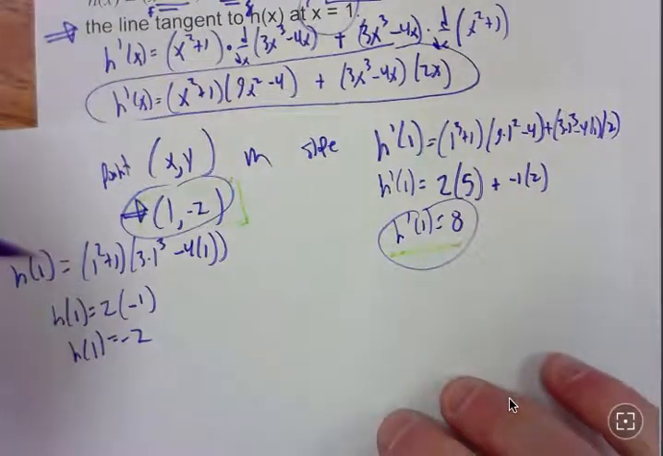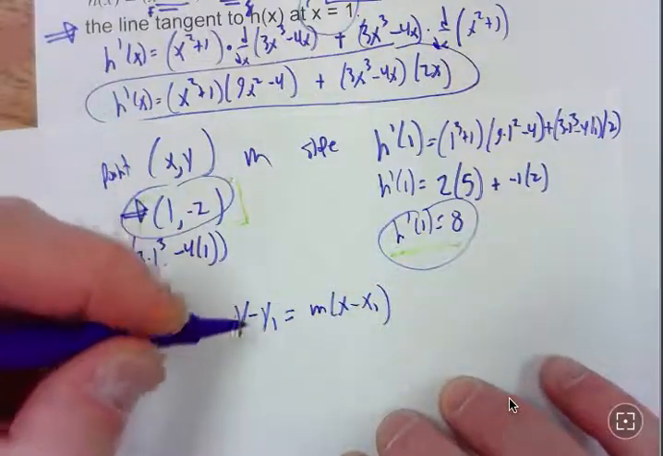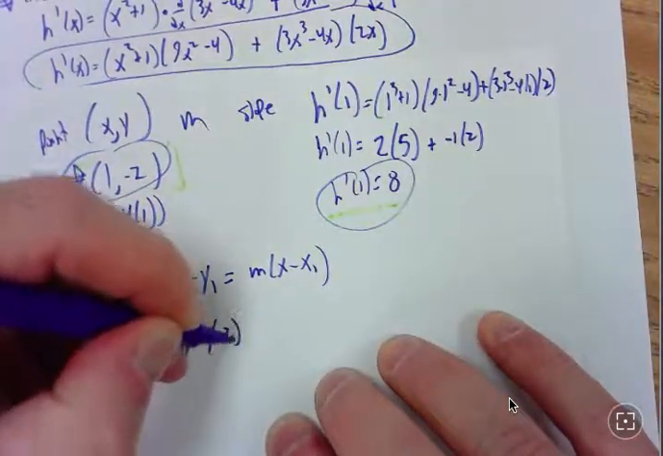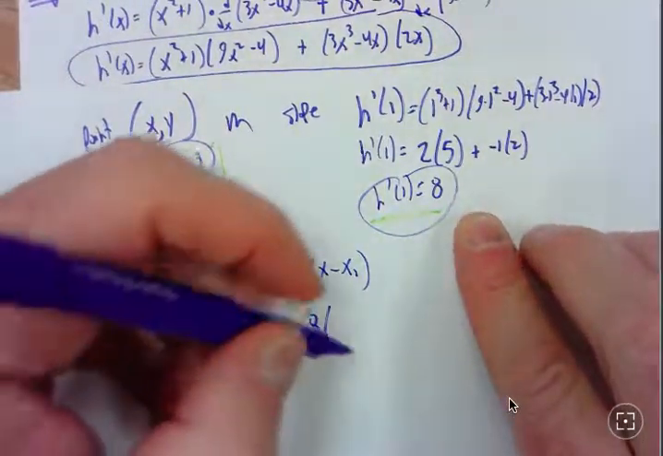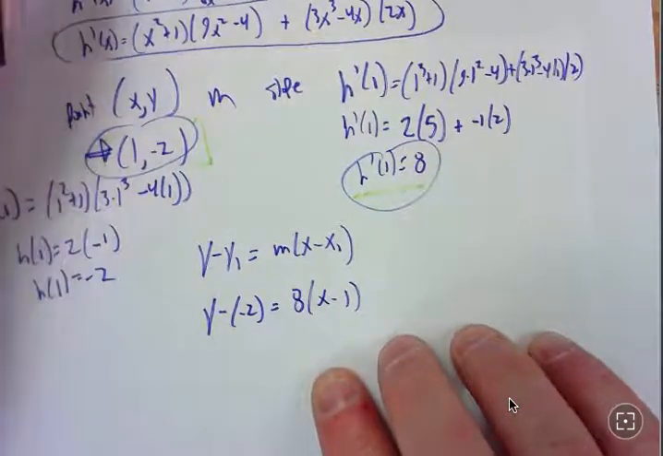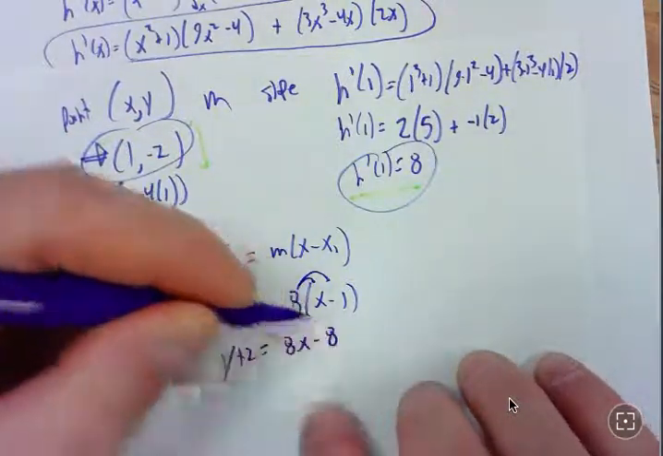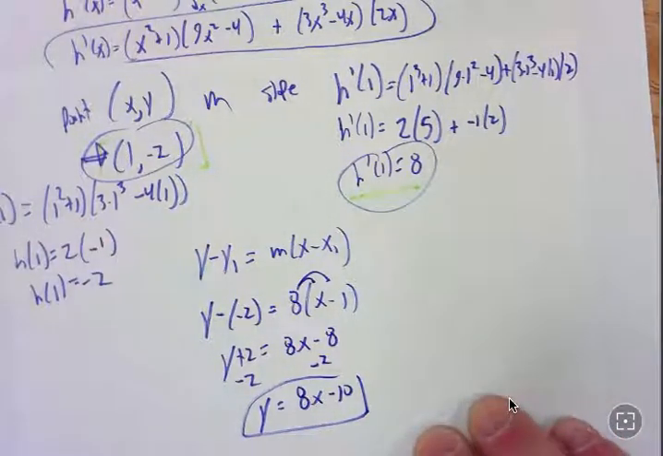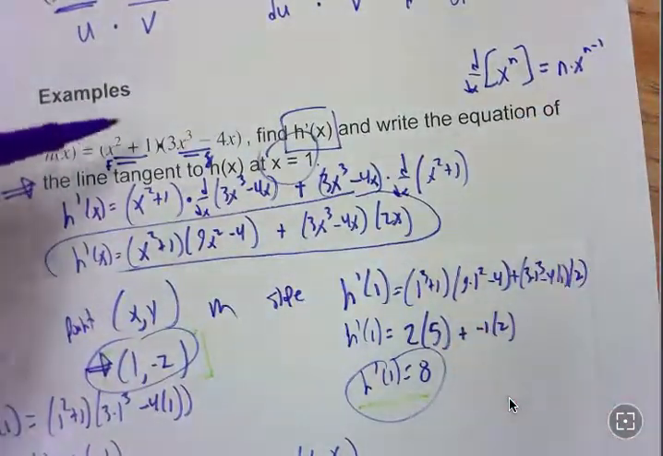And so now let's just use the point slope formula. y minus y1 equals m times x minus x1. So that'd be y minus 2 equals m, the slope of the tangent line is 8, times x minus 1. Now let's go ahead and practice cleaning this up. So this is y plus 2 equals 8x minus 8. So y equals 8x minus 10. So that would be the equation of the line tangent to this function at x equals 1.